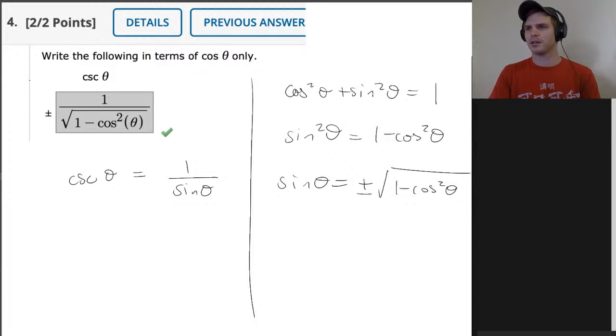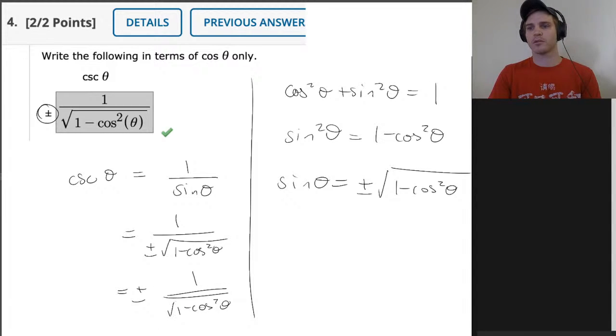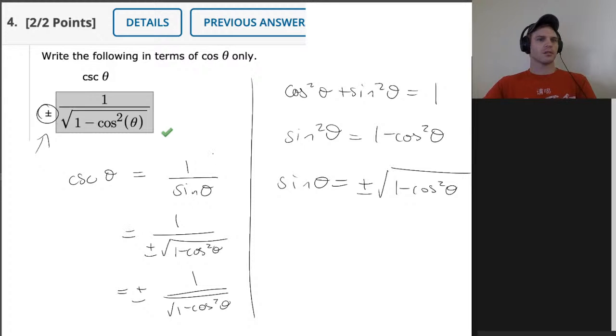And then when you're doing this on WebAssign, you can see this plus or minus. That's a huge clue as to where you're supposed to go. If there's a plus or minus, there's a square root involved. And so this is sine, this is sine. I'm going to make a substitution, which means this is equal to 1 over plus or minus the square root of 1 minus cosine squared of theta. And then we can just bring the plus or minus out front, which is how they have it. And so you wouldn't type this in, you would just type this portion in, since they already have the plus or minus outside here. Okay.